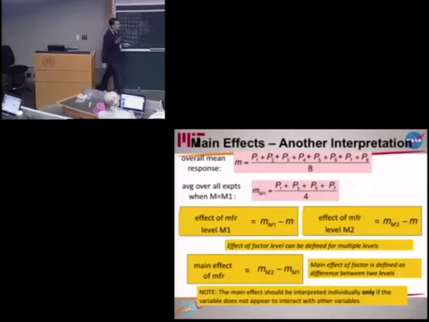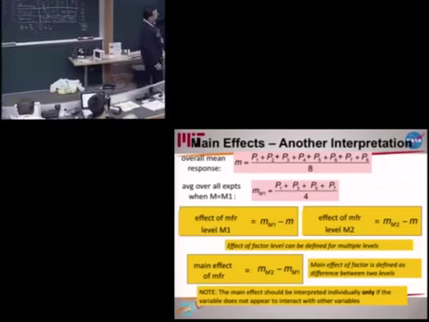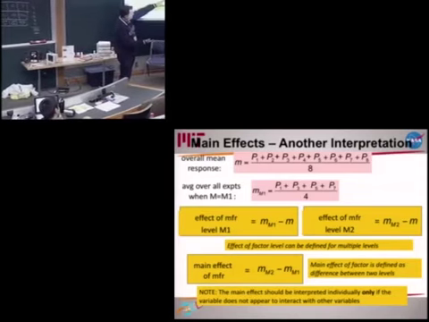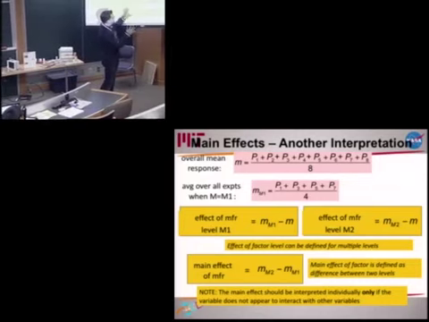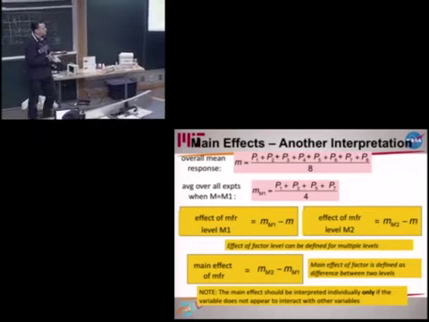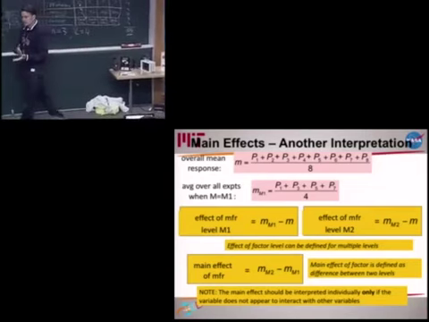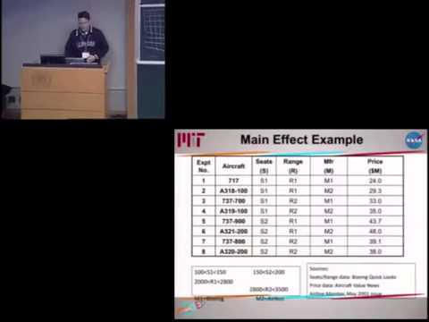And the main effect is essentially the difference between the mean price, the average price for all the airplanes where Airbus is the manufacturer minus where Boeing is the manufacturer. That essentially is known as the main effect of that factor. You could do the same for seats. You could do the same for range to see what impact those would have.